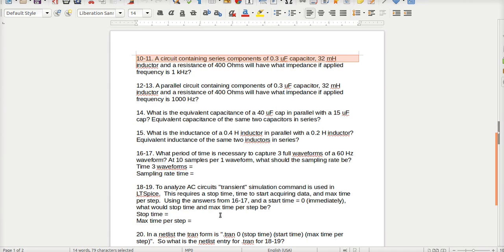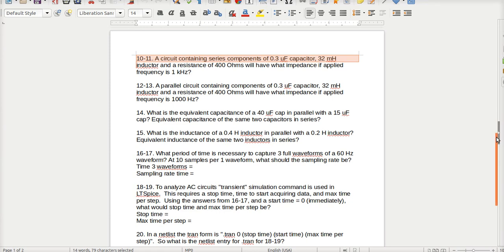138.24. Okay? So what period of time is necessary to catch your 3 full waveforms of a 60 Hertz waveform at 10 samples per 1 waveform? What should the sampling rate be, or max time per step, is what LT Spice tells you. And we calculated those.